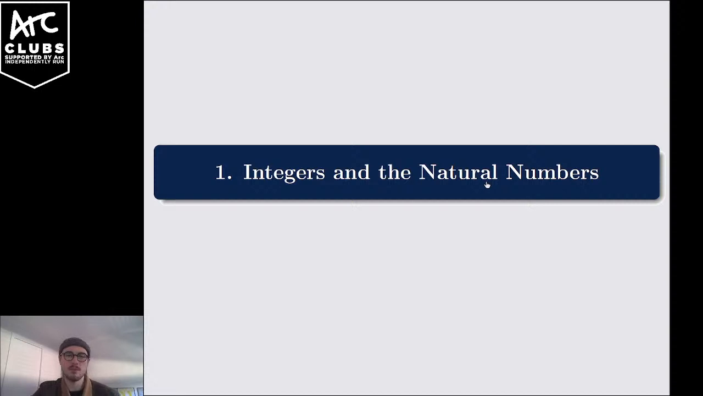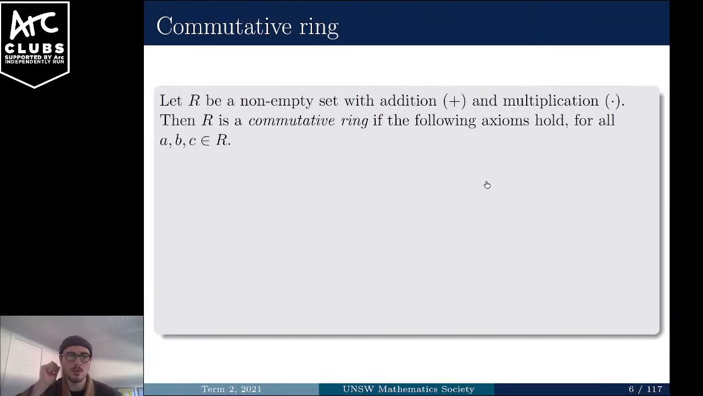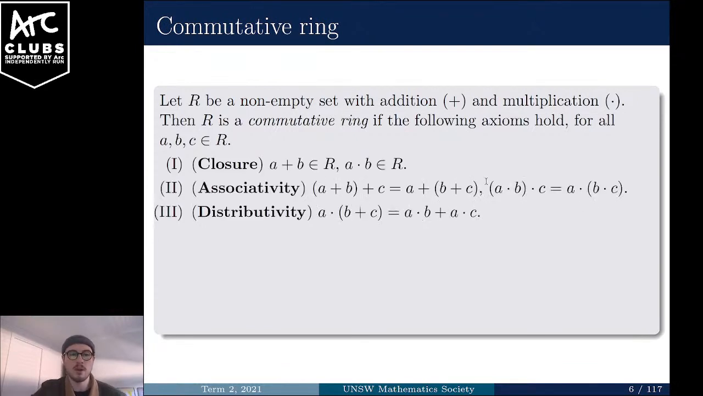Cool, so starting with topic 1, integers and the natural numbers. So we've got this definition here for a commutative ring. We have rings and we have commutative rings, which have just an extra property. So let R be a non-empty set with addition and multiplication, in the usual sense. Then R is a commutative ring if the following axioms hold for all A, B, C in R. So we've defined a set, a non-empty set. We've given it 2 operations, and then we're saying that these 2 in combination are a ring if the following things are true. So let's skip through and get all these out.